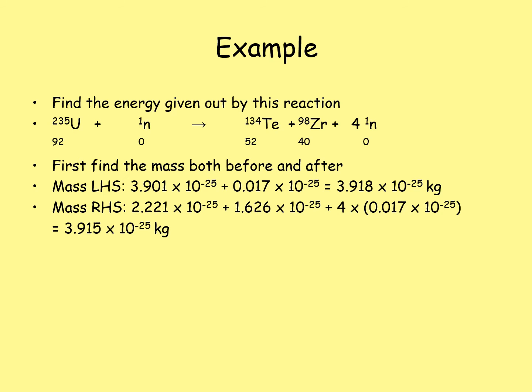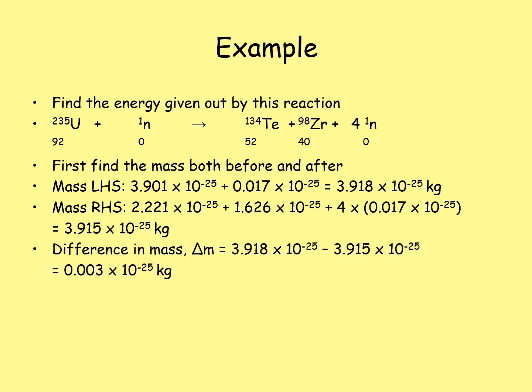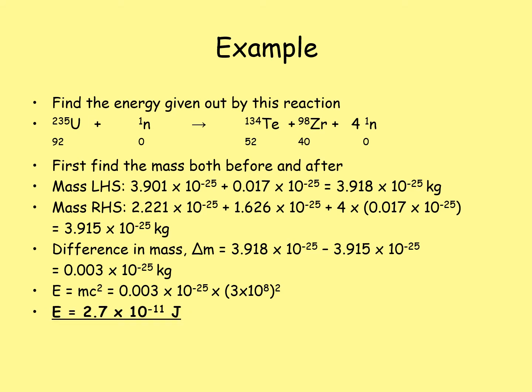So we see the importance of not rounding here, because the difference between 3.918 and 3.915 is very small. And had we rounded at an earlier stage, we wouldn't notice the difference at all. The difference in mass is found to be 0.003 times 10 to the negative 25 kilograms. We then apply this to the equation E is equal to mc squared to give us a final value of the energy released as 2.7 times 10 to the negative 11 joules. This doesn't seem like a very large amount, but remember there are many of these reactions occurring, and all of that energy adds up.